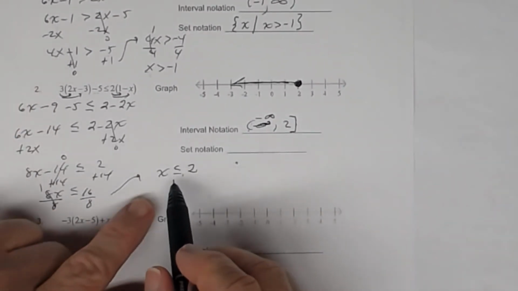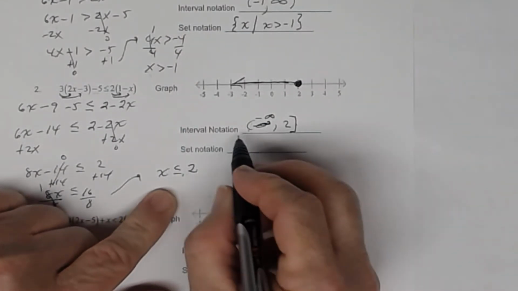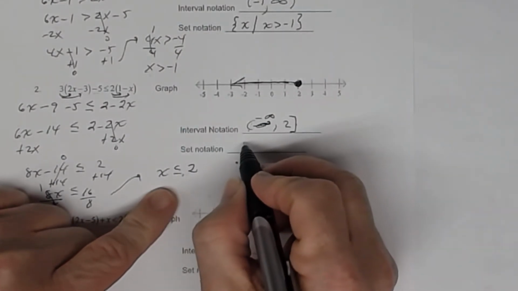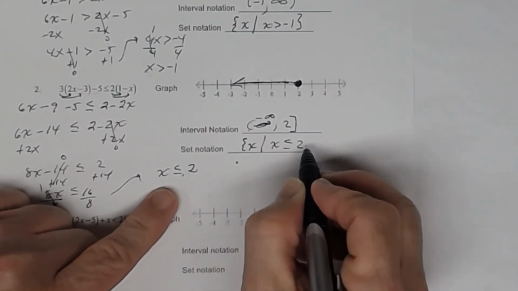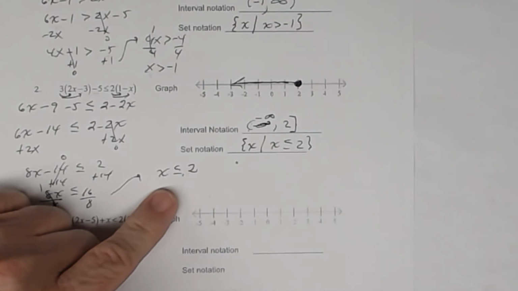And then set notation, you're going to need this right here, the inequality symbol. So you're going to, the inequality statement, so you're going to say the set of x's such that x is less than or equal to 2. And that's it. All right?